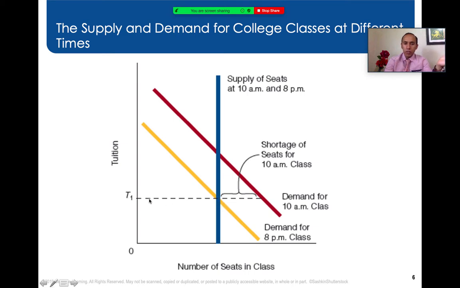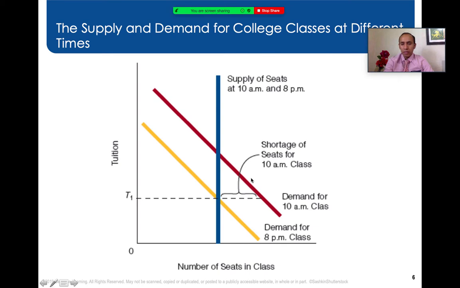Tuition is the equilibrium tuition in the market, and you have the demand for the 8 PM class, given the supply of the 8 PM class and the number of seats. They're in equilibrium. At this tuition, you're willing to take the class and you have enough seats available that are supplied. But if everybody rushes to the 10 a.m. class and there's an increase in demand for that specific course, you have a shift in demand.